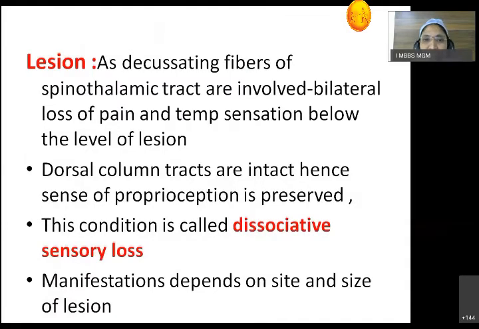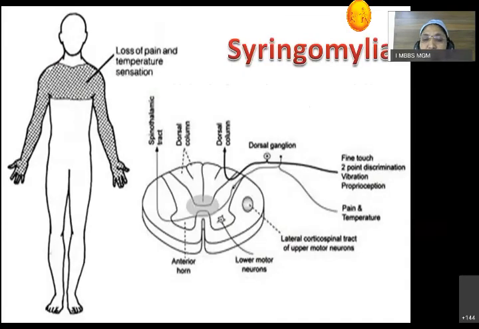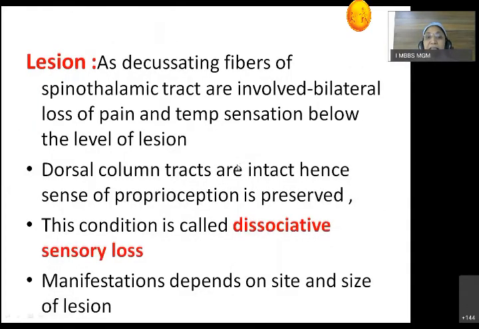In syringomyelia, the fibers which are going to the dorsal column are not affected, because the dorsal column fibers pass through the fasciculus gracilis and fasciculus cuneatus, and they run up to the medulla where they cross. So these fibers are not affected. So the sense of proprioception is preserved, whereas there is loss of pain and temperature sensation below the level of the lesion.